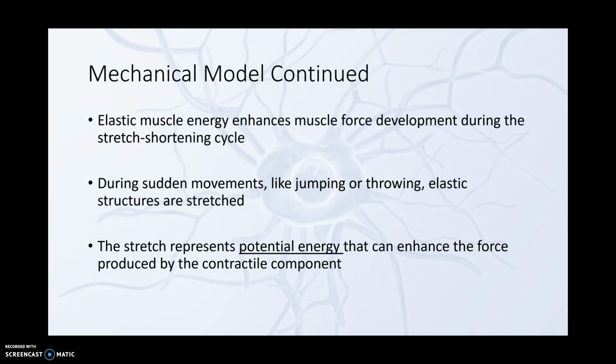So let's continue to talk about the mechanical model. Elastic muscle energy enhances muscle force development during the stretch-shortening cycle. During sudden movements, for example jumping or throwing, the elastic structures within the muscle cell are stretched. The stretch represents potential energy that can enhance the force produced by the contractile component. So that's where we were talking about that length-tension relationship. If we put a slight stretch onto those muscle fibers, we can enhance force.